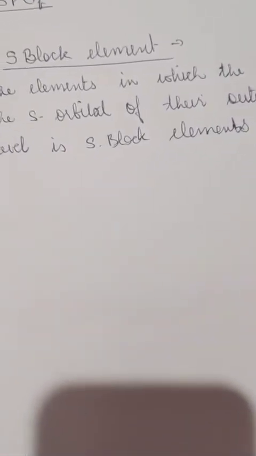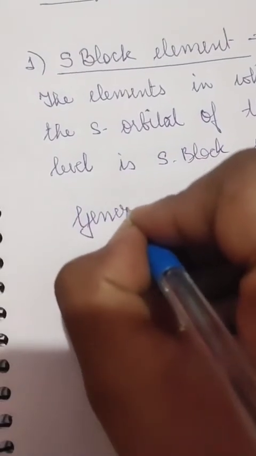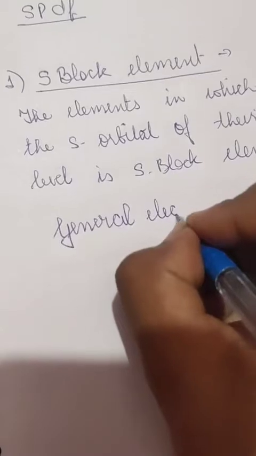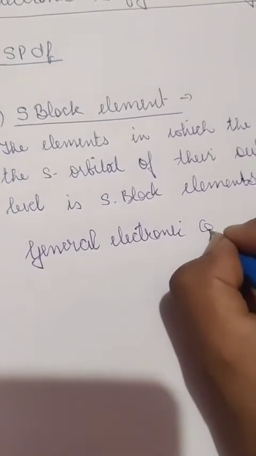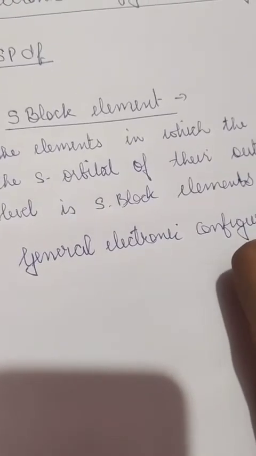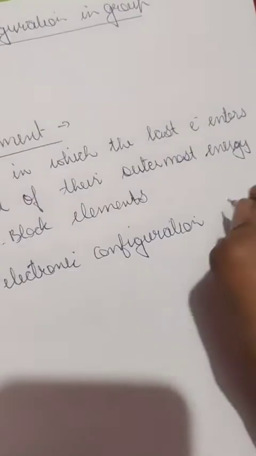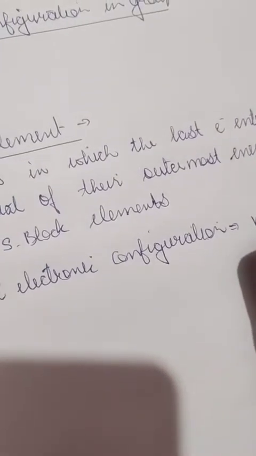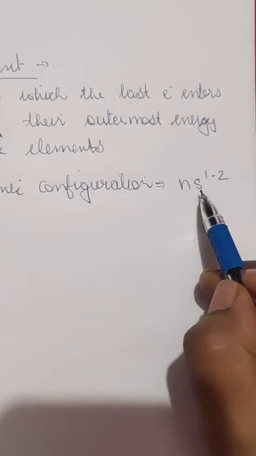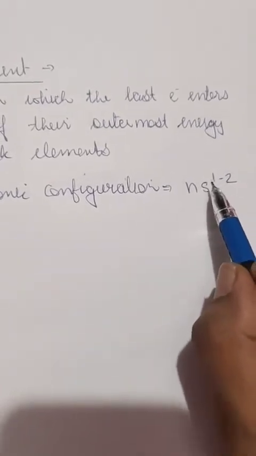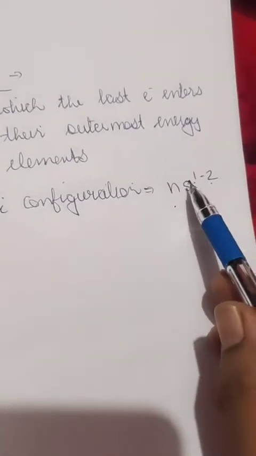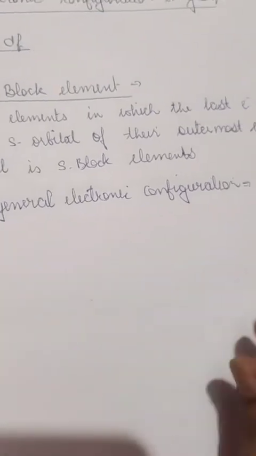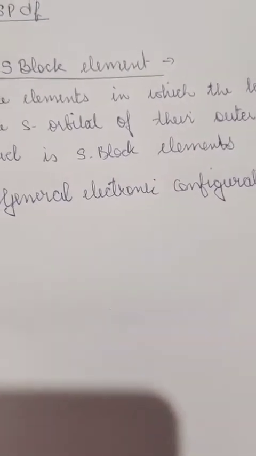Okay, so some main general characteristics of these are: number 1, it has a general electronic configuration, which is very important. Electronic configuration is ns1 to 2. That means the elements in this group will be from 1 to 2. Okay, it also means that the number of electrons is increasing in this group. So this is the general electronic configuration, GEC, of the S block elements.